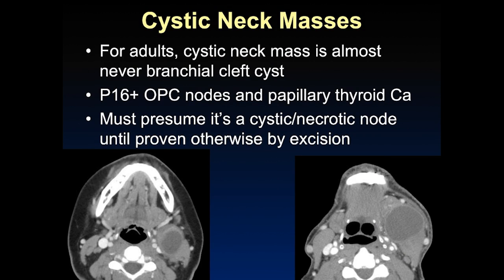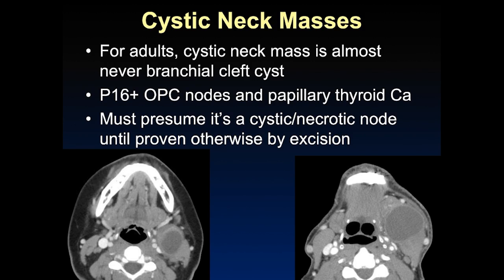So what do you do when you're faced with a cystic neck mass? When you're looking at peds neck radiology, often people want to suggest branchial cleft cyst if it looks very simple and cystic. But the one thing that you must remember is that for adults, a cystic neck mass is almost never a branchial cleft cyst.